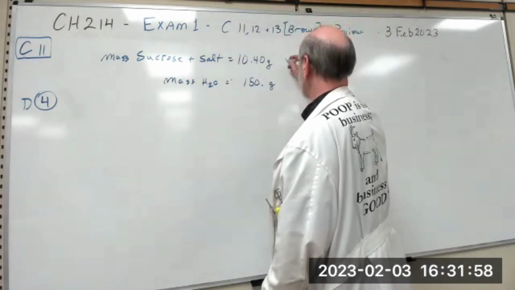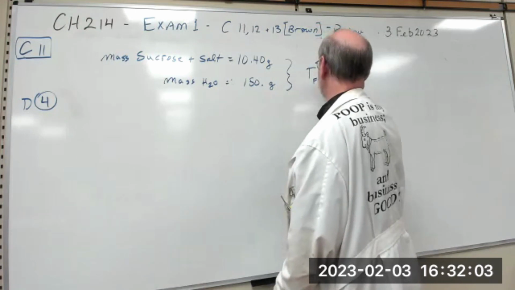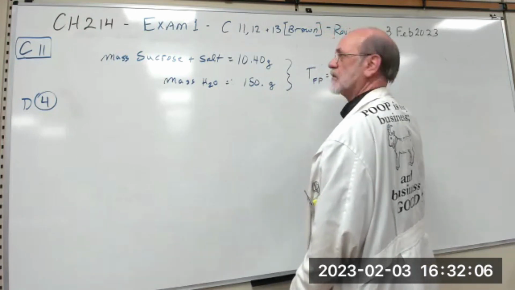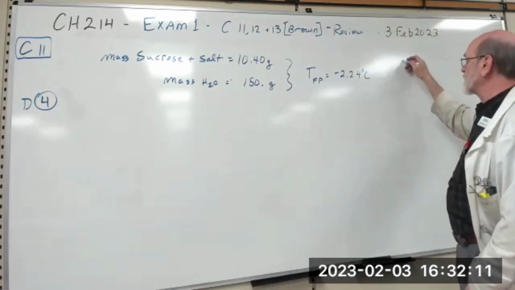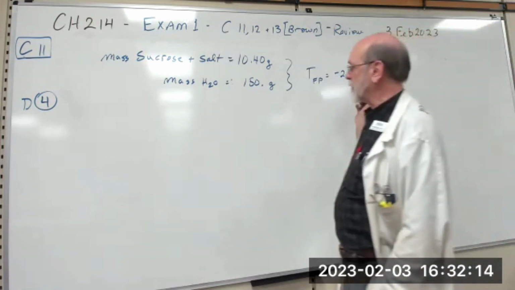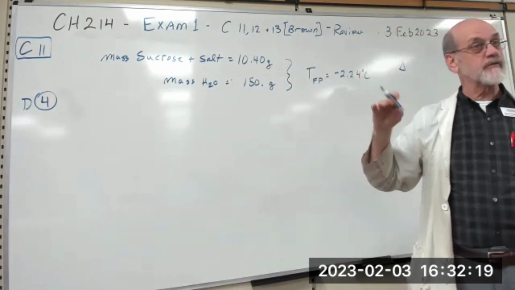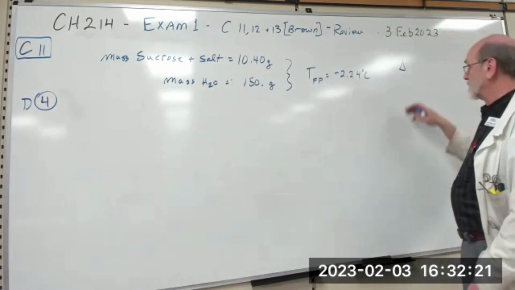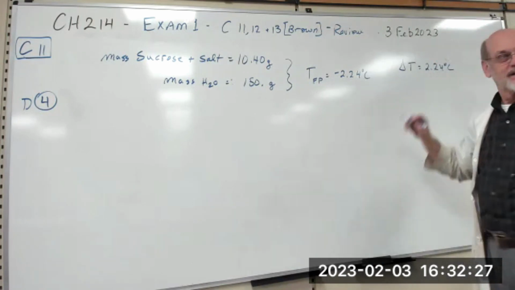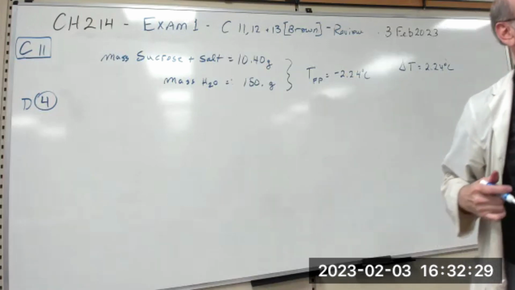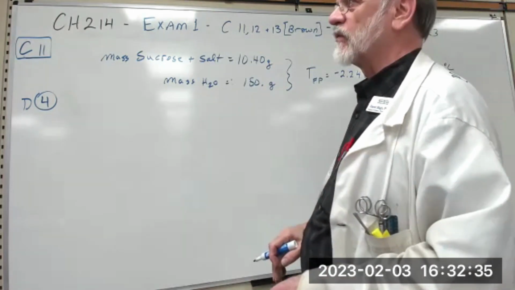So this solution, the freezing point, T freezing point equals minus 2.24 degrees C. So what does that mean for the delta T? How did the temperature of water, the freezing point of water, how did it decrease? Because this is freezing point depression. Yeah, the change in temperature is 2.24, right? Because it's supposed to be 0. Okay, so we got that change in temperature. What's the percent by mass of sugar in the original mixture?